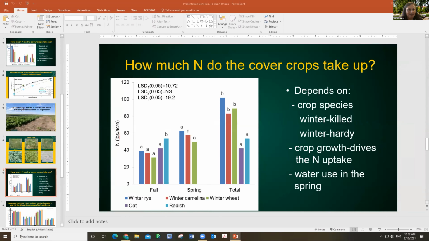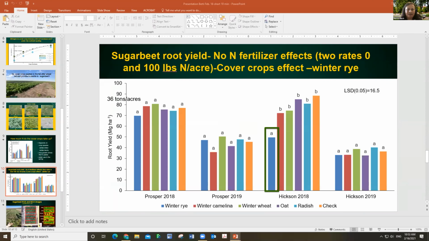What happened? Again, we took up the cover crops, depending on the crop, right? And we took some in the fall, and we added the spring. Of course, the winter crops survived and took up again in the spring, protecting that nitrate. So what is important is the water use in the spring, because what we saw here is a root yield of sugar beet. In sugar beet, we only used 2 rates of nitrogen, 0 and 100 pounds per acre. And we really didn't see any differences between the rates. That's why I'm not showing it.